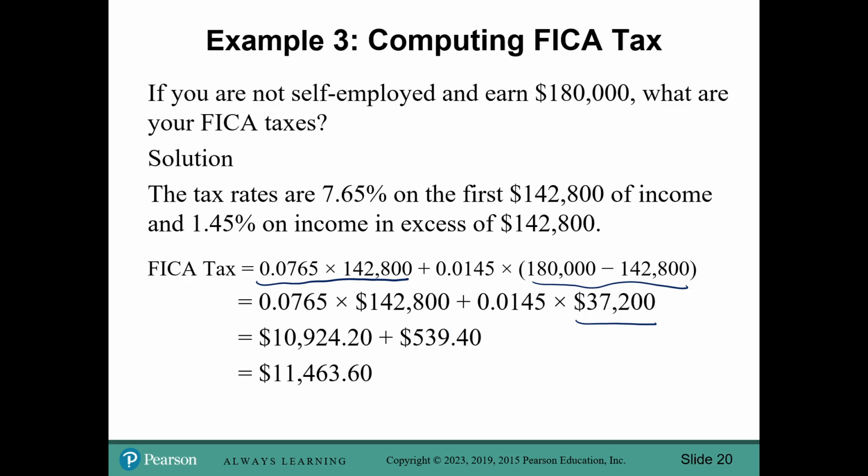We take and calculate both of those out. We're looking at $10,924.20 initially, plus the additional $539.40, giving us a total FICA contribution of $11,463.60 if we make $180,000 in a year.